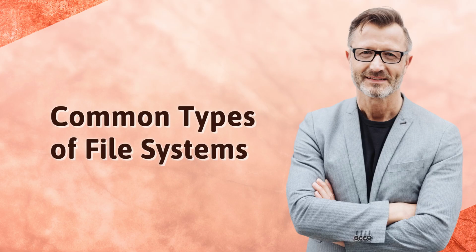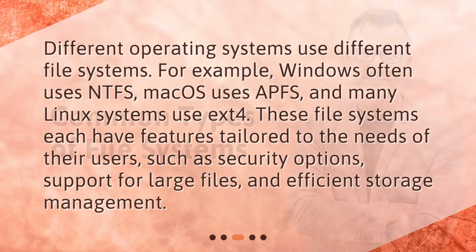Common types of file systems. Different operating systems use different file systems. For example, Windows often uses NTFS, macOS uses APFS, and many Linux systems use ext4. These file systems each have features tailored to the needs of their users, such as security options, support for large files, and efficient storage management.